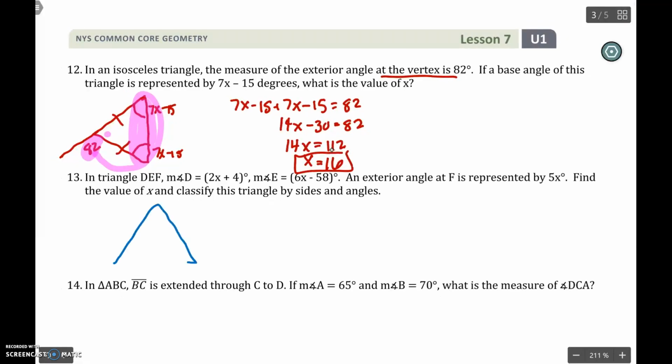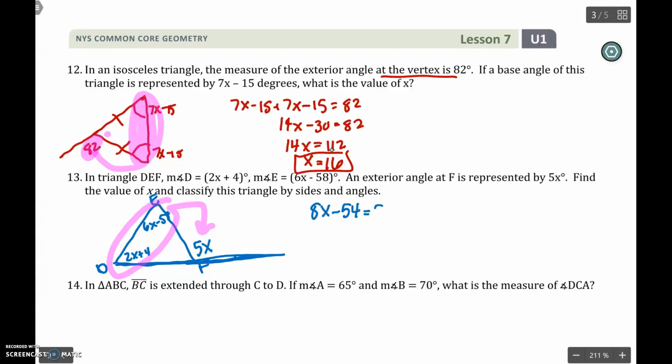For number 13, we have triangle DEF. Remember, it doesn't matter which corner is which letter, but we have that D is 2x plus 4, and E is 6x minus 58, and then we're going to put an exterior angle by F, which would be equal to 5x. So using your exterior angle theorem, these would add up to equal 5x. So adding them together, you're going to get 8x minus 54 equals 5x. I'm going to add 54 and subtract the 5x from both sides and get 3x equals 54. And then I'll solve by dividing by 3, which would get me x equals 18.